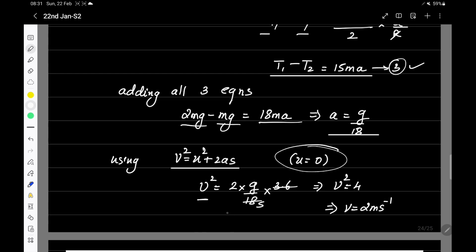The speed v square is equal to 2 times acceleration, which is g by 18, into 3.6. On calculating, you get v square as 4 or speed as 2 meter per second after it has descended a height of 3.6 meters.